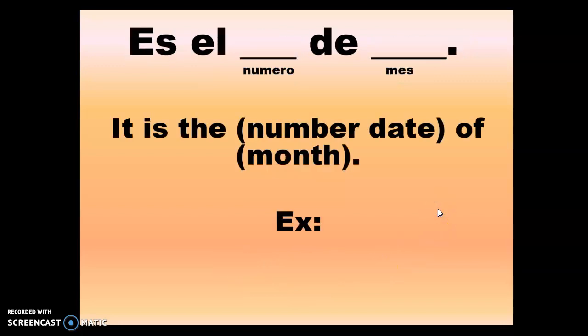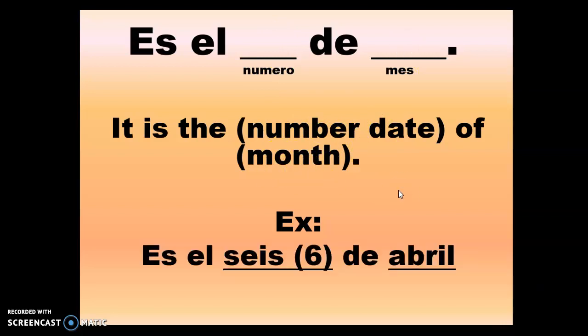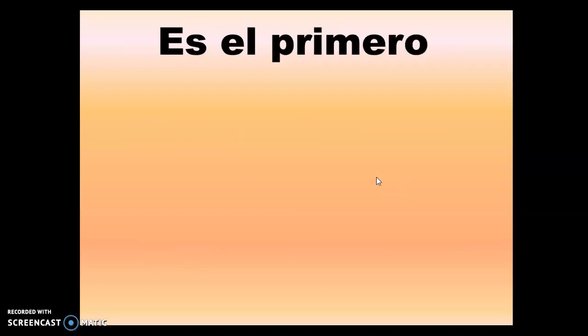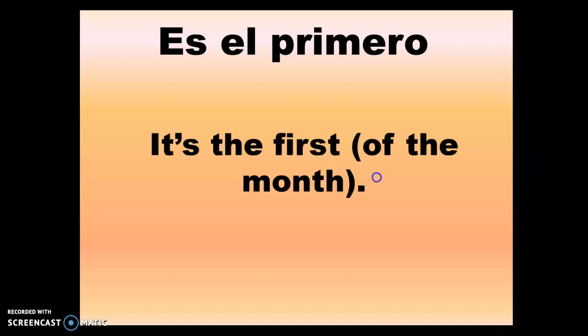Okay, got it. Now, to say it is the whatever of the month, the 1st of the month, the 8th of the month, you need to use this formula. Es el, if it was the 8th of October, 8 de octubre. So número is where you put the number date, and mes is where you put the month. So for example, es el 6 de abril. It's the 6th of April. Es el primero. Second time we're seeing this, but just got to make sure that you definitely understand. This is what you would use to say it is the first of the month.